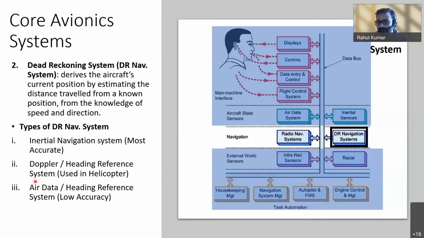But the third option, your air data and heading reference, has very low accuracy. Okay. The best one is your inertial navigation system. It has the highest amount of accuracy.